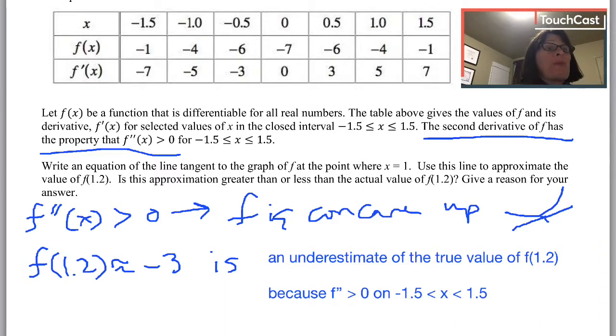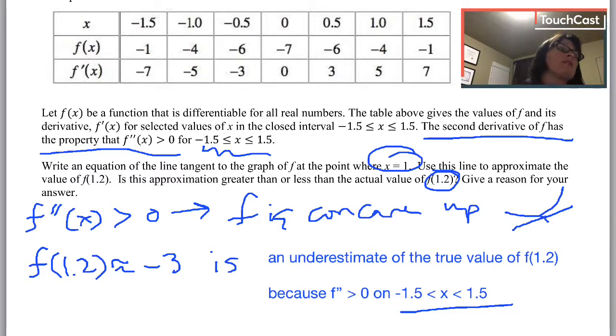f double prime is positive on that interval. I use the interval that they gave me here. The interval I give here just has to be big enough to include the original a value, which in this case was 1, and the x value at which I care to have an approximation. So here I just borrowed these numbers because they told me that f double prime was positive on that whole interval.